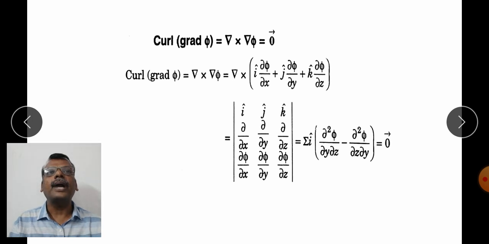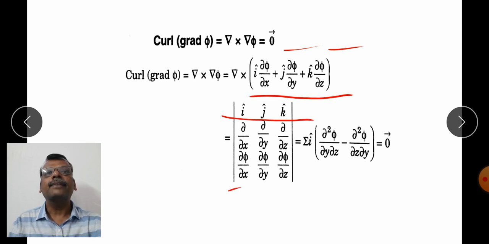Del phi is equal to i dou phi by dou x plus j dou phi by dou y plus k dou phi by dou z. Naturally we take this del phi as f bar. Now here f1 is equal to dou phi by dou x, f2 is equal to dou phi by dou y, f3 is equal to dou phi by dou z. Now we are going to take curl of grad phi, that is equal to del cross del phi, the determinant of i j k, dou by dou x, dou by dou y, dou by dou z, f1 f2 f3.